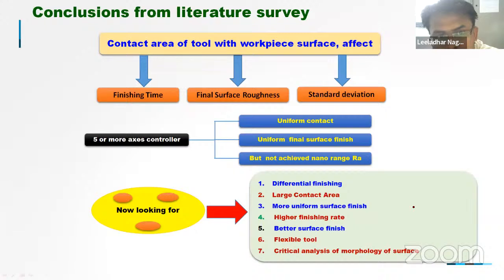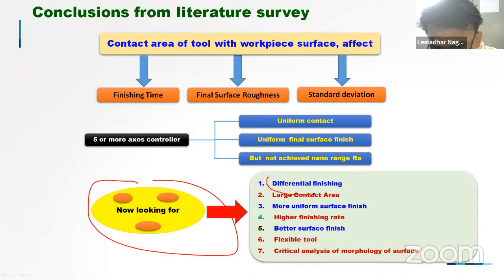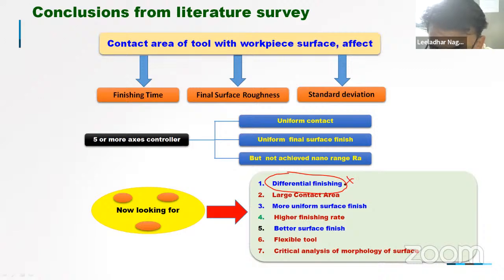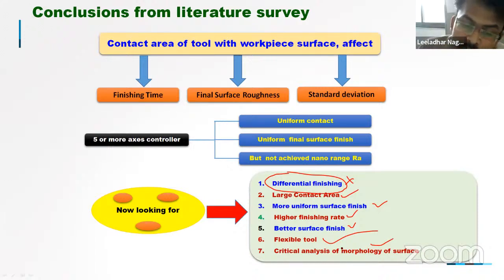This is all about the conclusion of the literature, and why we have to go for the literature survey. Ultimately, what we are looking for is not part of today's discussion, so I'm leaving it. We are talking about a large contact area, more uniform surface finish, higher finishing rate, better surface finish, flexible tool, and critical analysis of the morphology of the surface. All these things are about the process, how we are developing it, and how we will achieve what we are looking for.